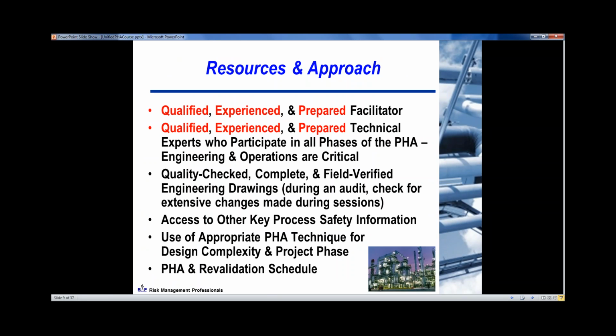Having a facilitator and technical experts on your team who are qualified, they're the right people for the job. They're not like a sales representative who doesn't have a technical background for your vendor package. It's somebody who really knows the ins and outs of the design and can really speak to what happens if you're in an upset condition and to look at the process dynamics.